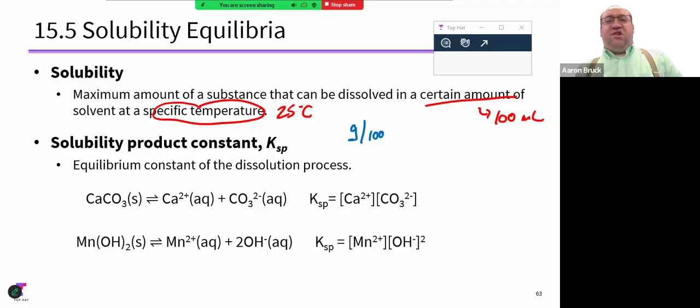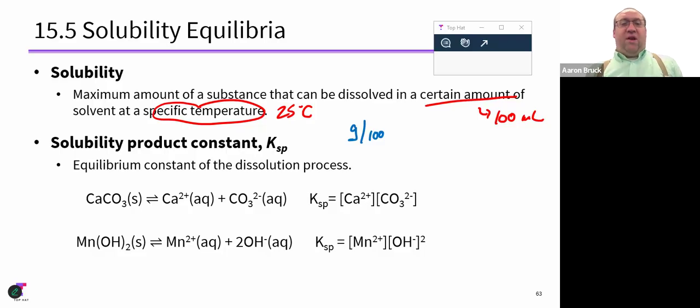So the expression for Ksp is a product of the ions that will be generated by that salt when it dissolves. So for calcium carbonate, it would be calcium times carbonate because I get one of each. For something like manganese 2 hydroxide, it would be manganese times hydroxide squared because I would get 2 hydroxides out of that instead of just one.